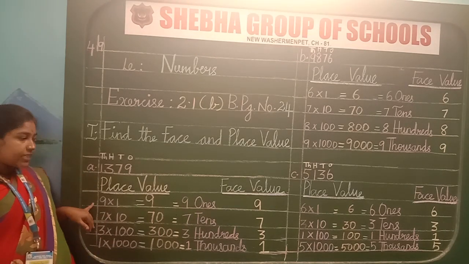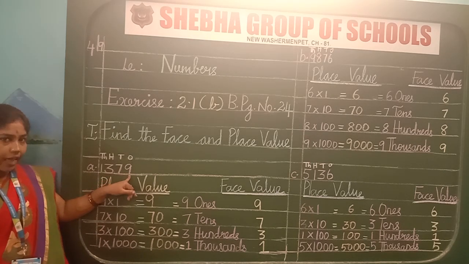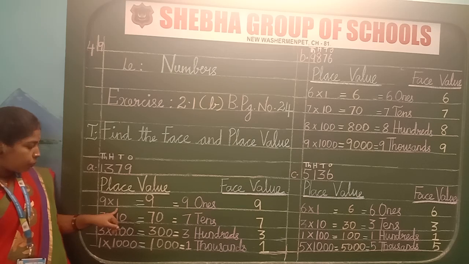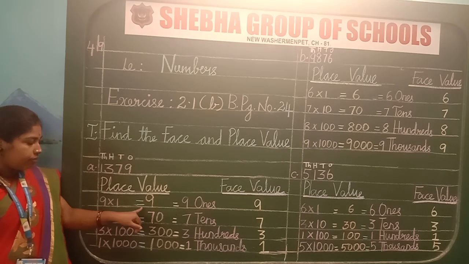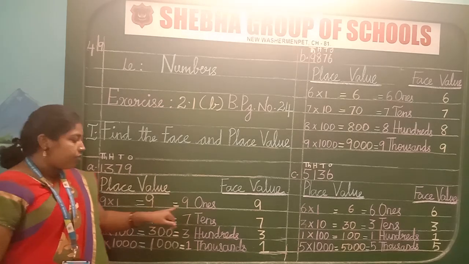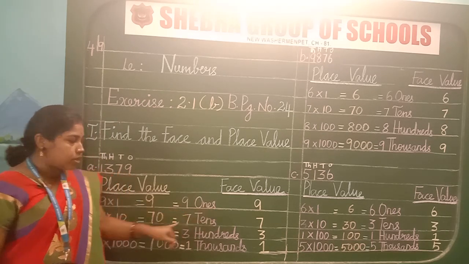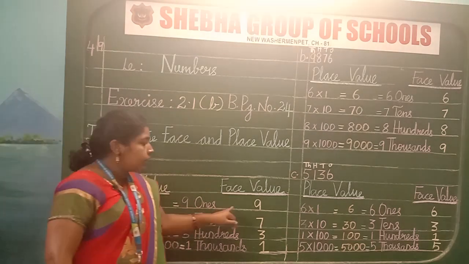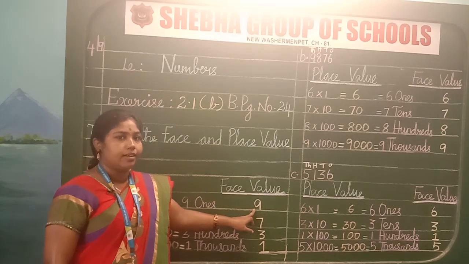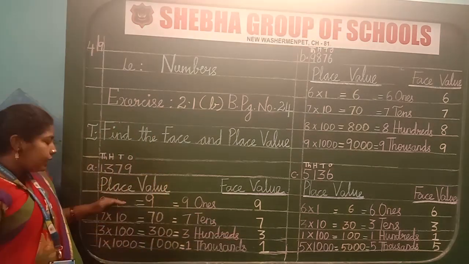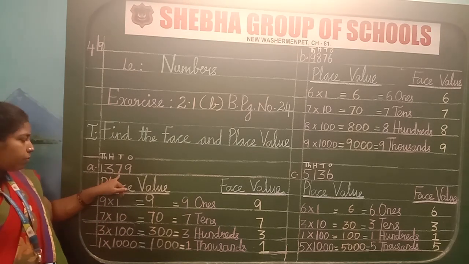Now in the next line itself, first write the number 9 into 1 because it is the ones place value. So 9 into 1 we get 9 and we can write in words as 9 ones. Clear children? In the same line, after the margin, you can write the 9. Clear? Now, in the next line, followed by 9, write the number 7.